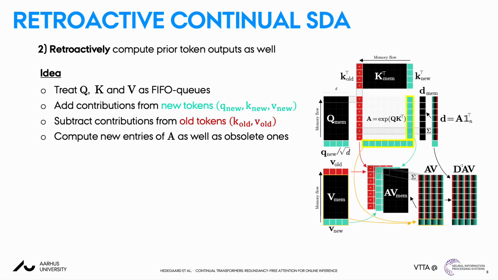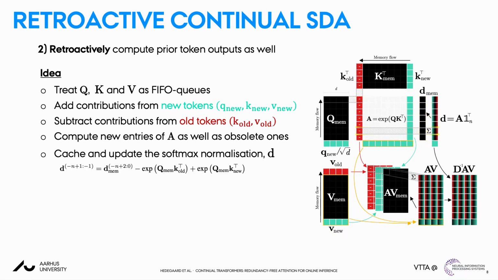First, we compute new entries of A as well as obsolete ones. Next, we use cached entries of the softmax row normalization vector D Mem. These can be used to compute an updated set of prior entries. The newest entry is computed from scratch.